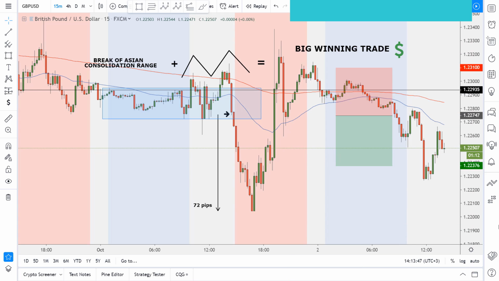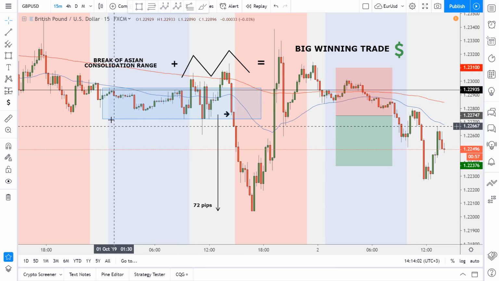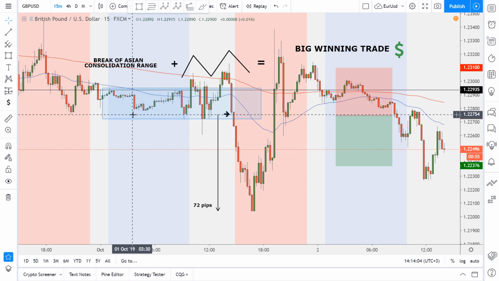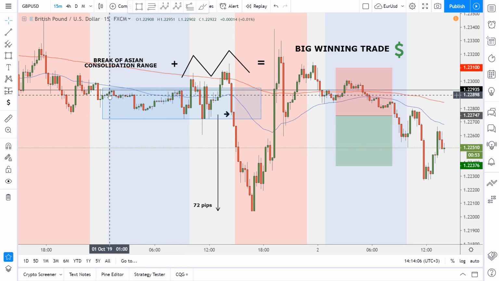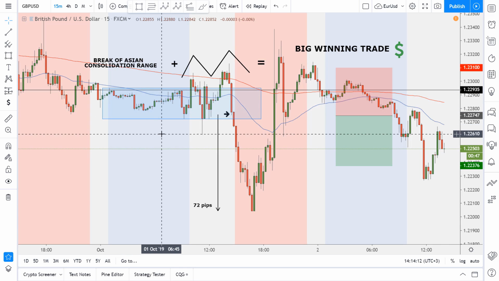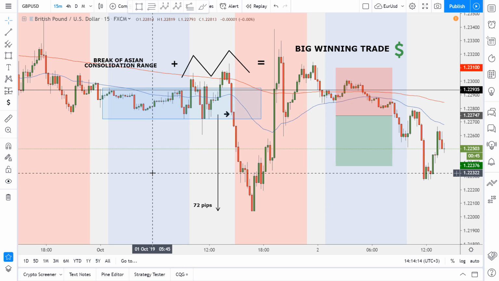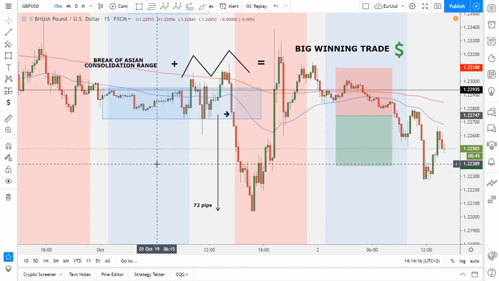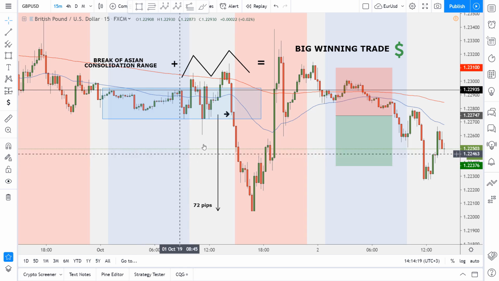This time it's an M formation. I highly recommend you take this and apply it on your charts, and you will see how effective it is. Basically, our equation consists of waiting for the break of the consolidation range of the Asian session, which is this one here. The Asian session is known to consolidate sometimes, and sometimes it can also be a trending session, like all the other sessions, London and New York.